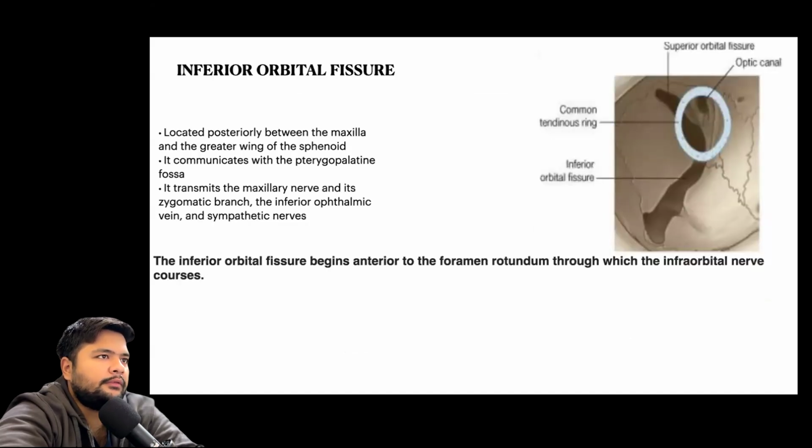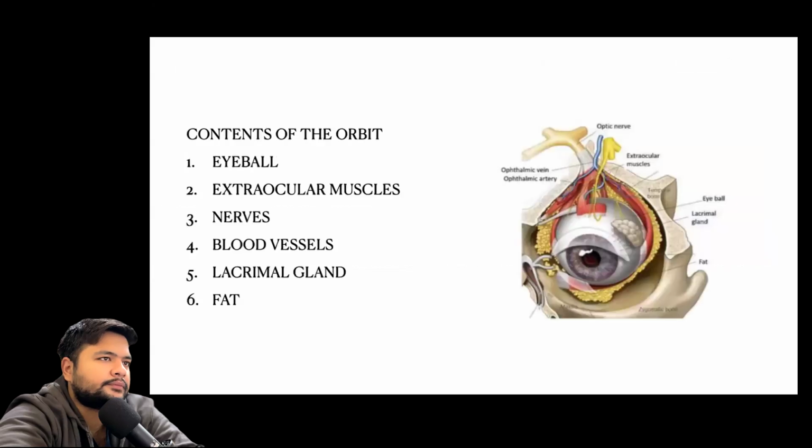Coming to the inferior orbital fissure, in the diagram we can see the inferior orbital fissure just near the superior orbital fissure. It is located posteriorly between the maxilla and the greater wing of the sphenoid. It communicates with the pterygopalatine fossa. It transmits the maxillary nerve and its zygomatic branch, the inferior ophthalmic vein, and sympathetic nerves. The inferior orbital fissure begins anterior to the foramen rotundum, through which the infraorbital nerve courses.